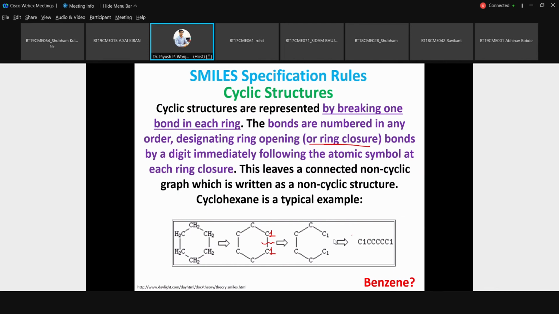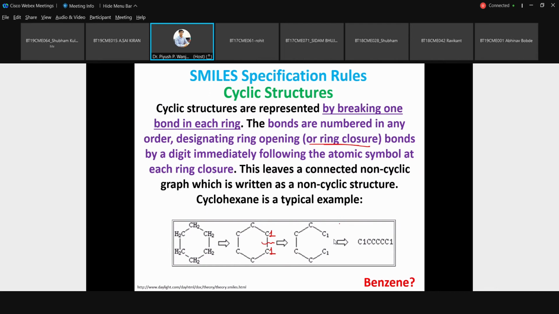Okay. Now here the number 1 has been given. Suppose a doubt comes to your mind. If I write here, instead of 1 1, 2 2, whether it is still cyclohexane or not. Doubts like this come to your mind, so just try yourself and see what structure comes.